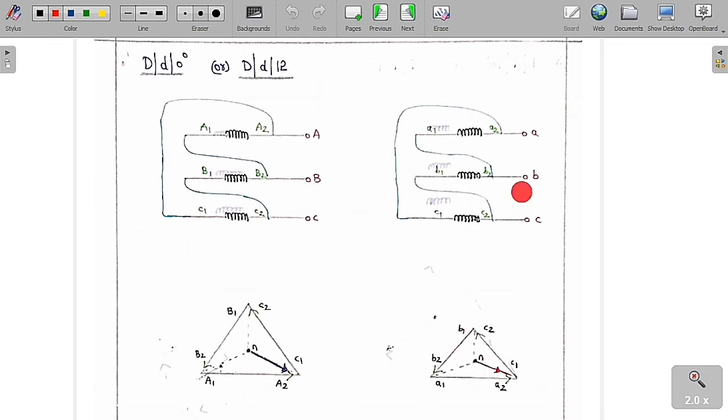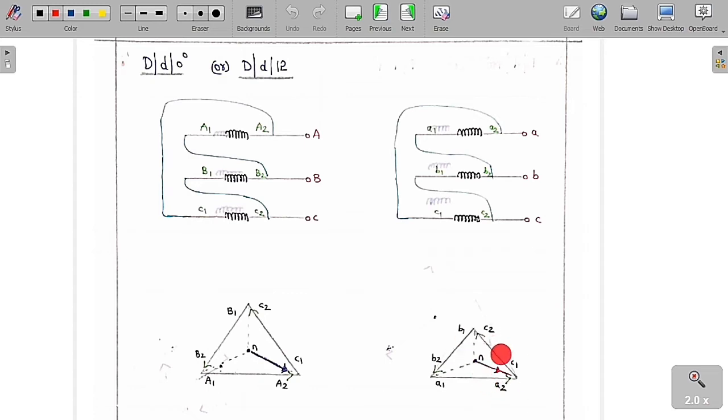Similarly here, for this one also it is the same thing: A1, A2, B1, B2, C1, C2. This is A1, A2. Now shift B1, B2 upward, and you are going to get it in this fashion. Again shift C1, C2 like this, and you are going to get this one. Here also A1 is connected to B2, B1 is connected to C2, and C1 is connected to A2.